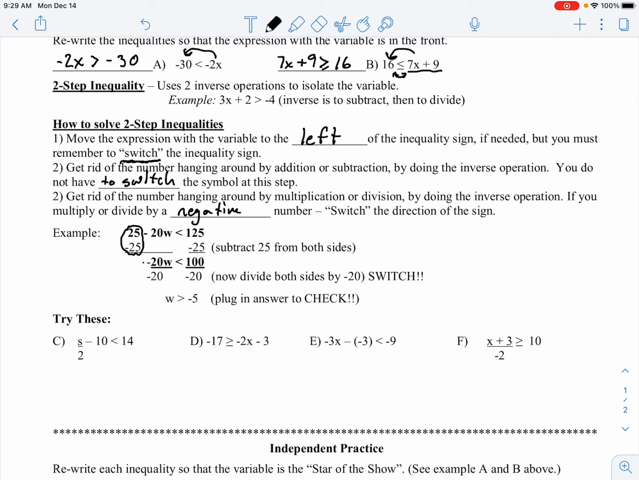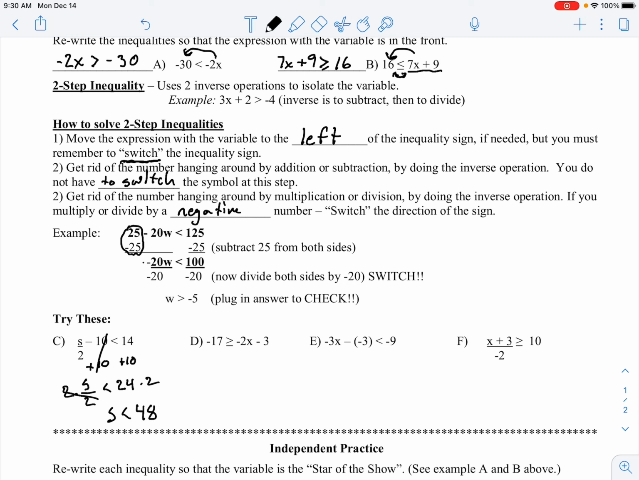So we're going to give these a try. Example C here, first thing I need to do is get rid of that 10 because it's hanging around by subtraction. So we're going to add 10 to both sides. And we have s divided by 2 is less than now 24 when I add 10. So now we've got this 2 hanging around by division. So to get rid of that, we have to multiply both sides by 2. And we get s is less than, well, 24 times 2 is 48.